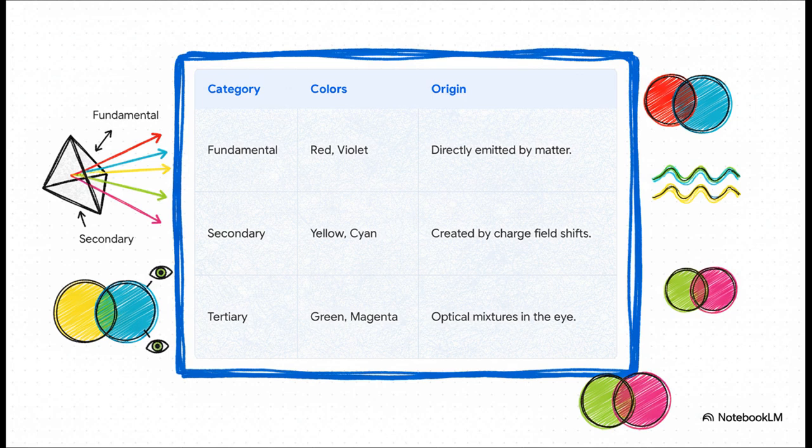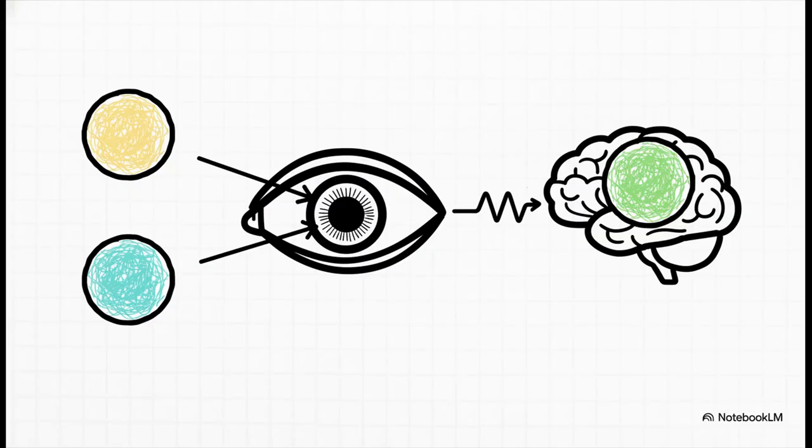And finally, you have the tertiary colors, green and magenta, which this theory says don't even exist as their own photons. They are purely optical illusions, mixtures created inside your eye. And there it is, the direct solution to our central puzzle. Green isn't fundamental. It's what your brain cooks up when a yellow photon and a cyan photon hit your retina in the same spot at the same time. Yellow plus cyan equals the perception of green.